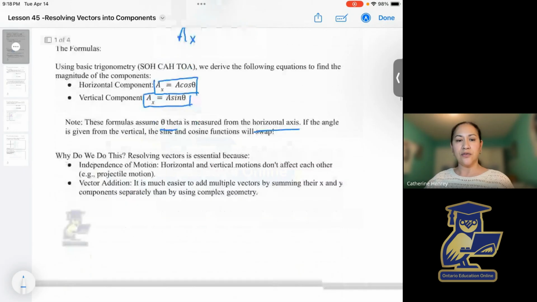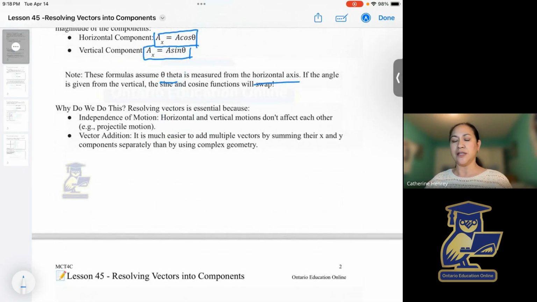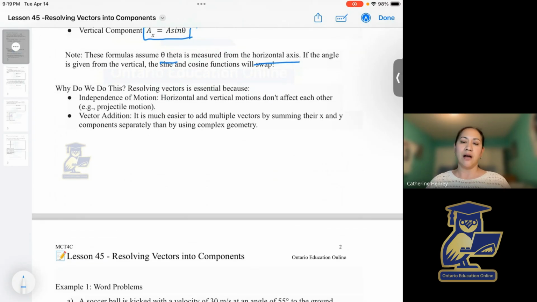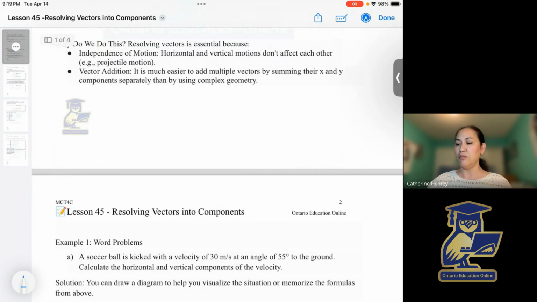So why do we do this in the first place? Resolving vectors is essential because it helps us analyze motion, particularly projectile motion, which connects back to our quadratic unit. We can analyze the motion of objects horizontally and vertically, and they don't really have to affect each other. The other thing is vector addition. It's much easier to add multiple vectors by summing their x components separately and then summing their y components separately than by using complex geometry. That's another way to make things easier when we're working with multiple vectors to add.